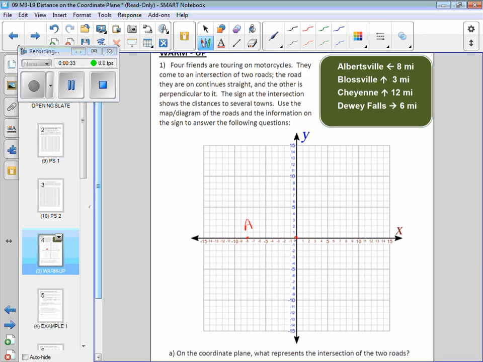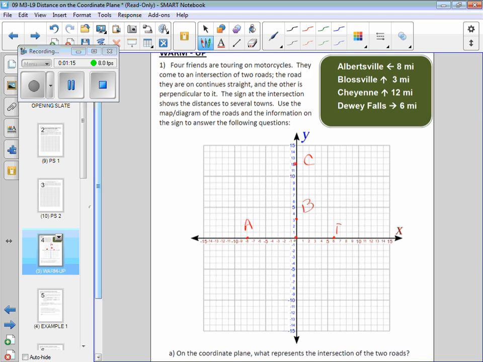Okay? From the origin, then you have Blossville, 3 miles in which direction? Stephen? Up. Or forward, or north, whatever it is. But obviously, from the origin, 3 units up. We'll call that B for Blossville. Charlie, from the origin, where? 12 miles. Right. Don't go 12 miles from where you left off at 3. From the origin, it's 12 miles. And then, Kelly, what about Dewey Falls? 6 miles. Which direction? To the right.